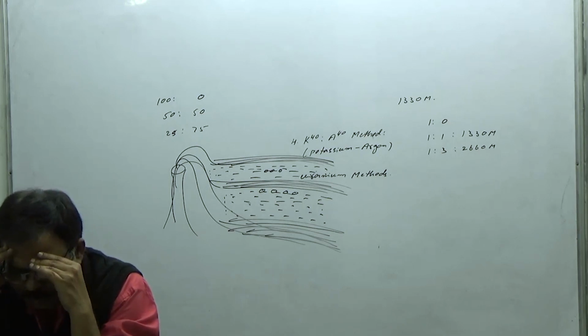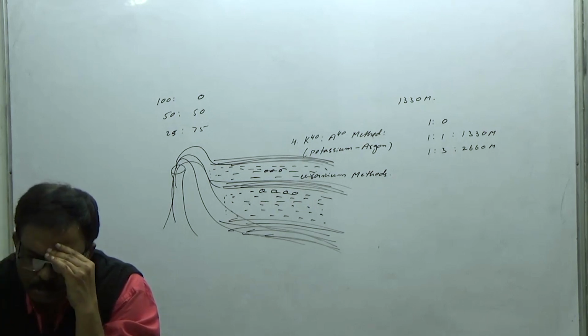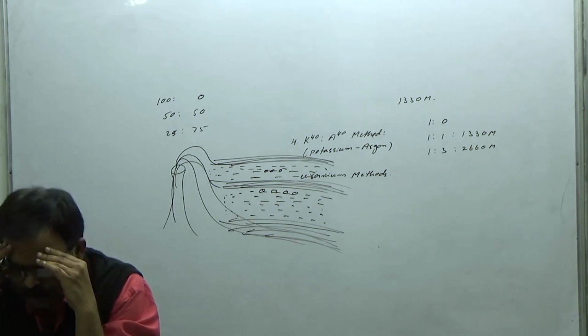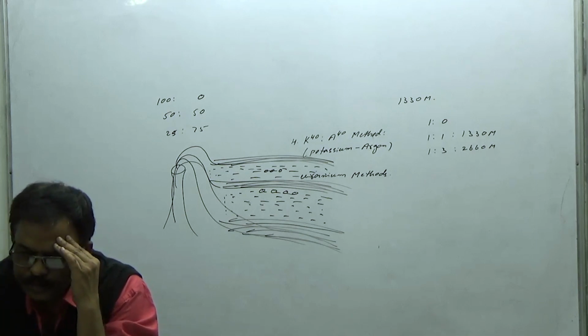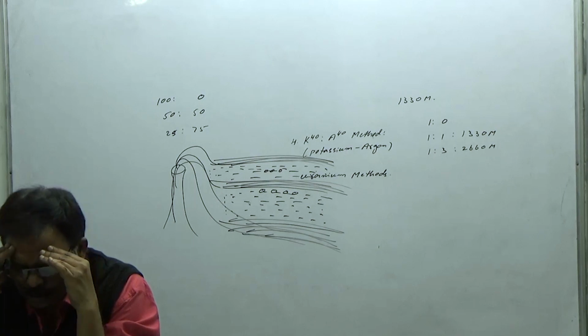On the basis of potassium and argon percentage, or ratio, technicians analyze the age of the rocks.